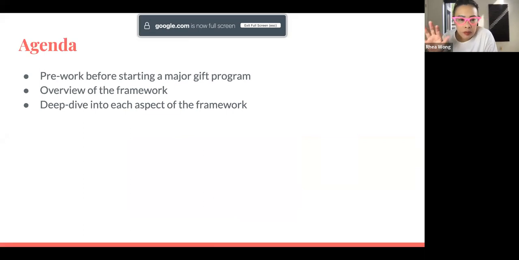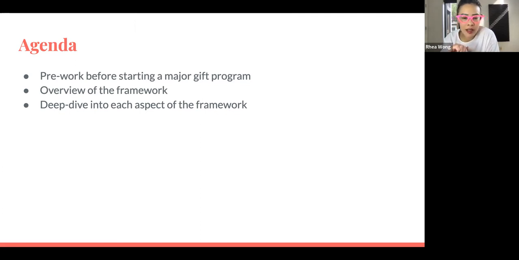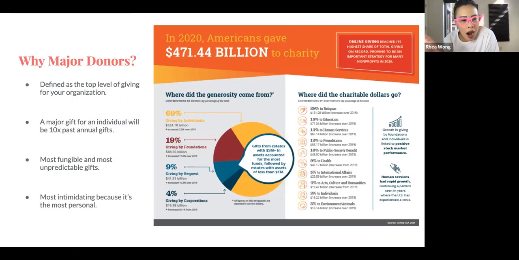So a couple of things that I want to talk about before starting a major gift program: we're going to talk about some of the pre-work you need to do. We're going to talk about how to think about a major gift program, and then we're going to deep dive into each aspect of the framework. Sound good? Okay, question one, why major donors?